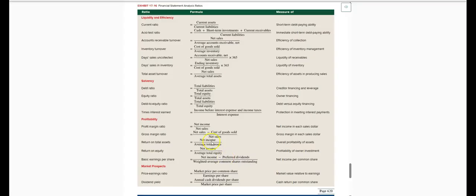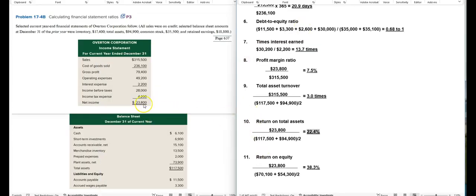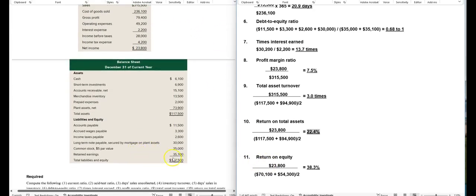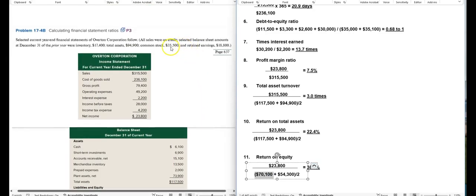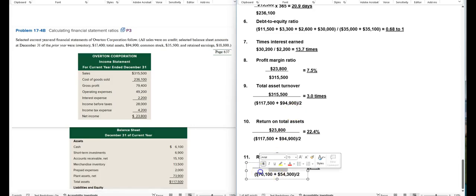And return on equity is going to be net income divided by our average total equity. So our net income of 23.8 and divide by our average equity. We ended the year with equity of 35,000 plus 35.1 or 70,100. Our beginning equity was common stock plus retained earnings, and then divide by 2 to get the average. 38.3% return on equity.